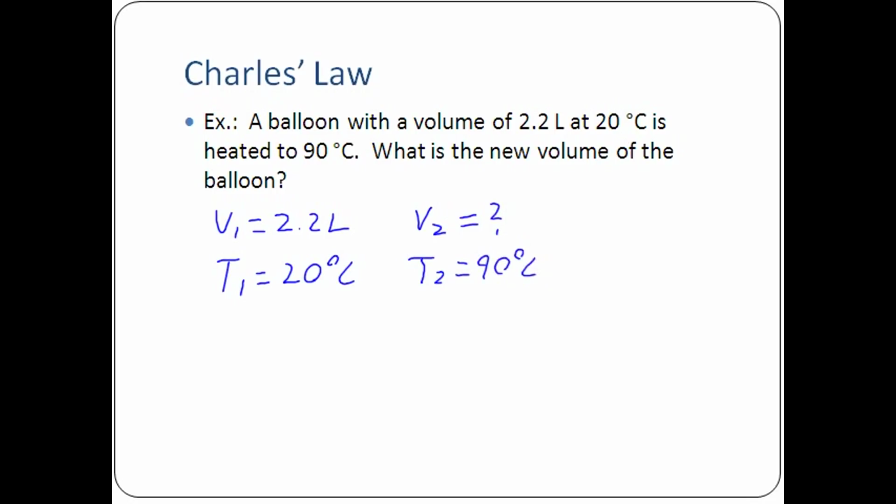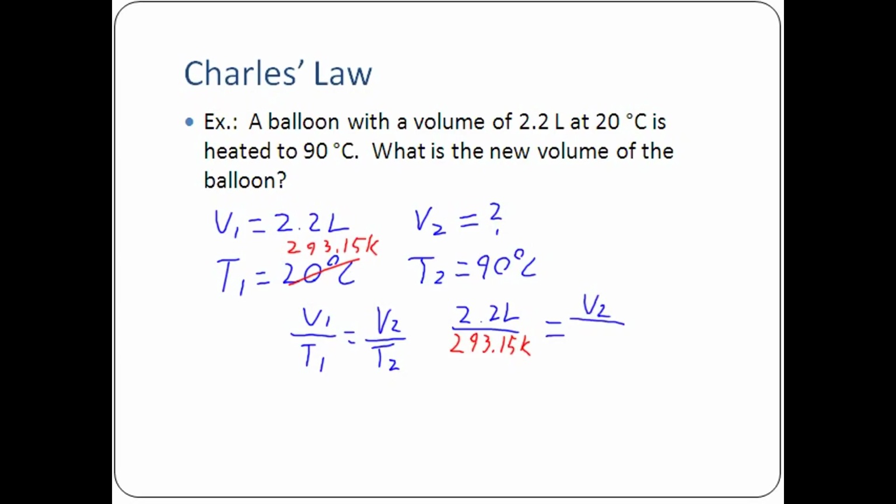Okay, so we're going to set up Charles's law. V1 over T1 equals V2 over T2. Doing this here, V1 is 2.2 liters over the temperature T1, which is 20 degrees C. We can't use 20 degrees C. We're going to have to replace that with the temperature in Kelvin. Kelvin would be 20 plus 273.15, so we get 293.15 Kelvin. That's what we have to use here, 293.15 Kelvin. Continuing, this is going to equal V2, which we don't know, over T2. T2 is 90 degrees C.